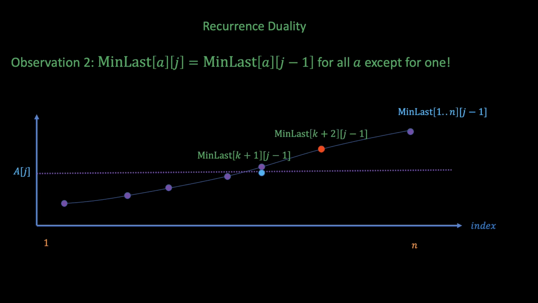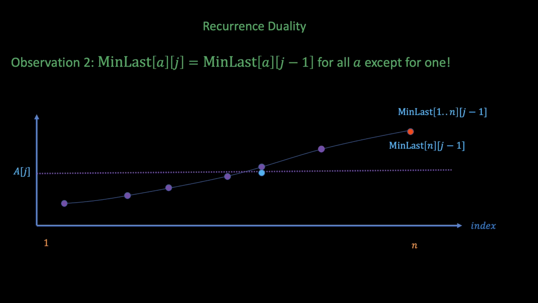Well, because min last k plus 1 at j minus 1 is greater than aj, there's no subsequence of length k plus 1 in the first j minus 1 elements with endpoint less than aj. So no subsequence of length k plus 2 exists that ends in aj. So it must be that min last k plus 2 at j is unchanged. This holds for min last k plus 3 at j and so on until min last n at j.